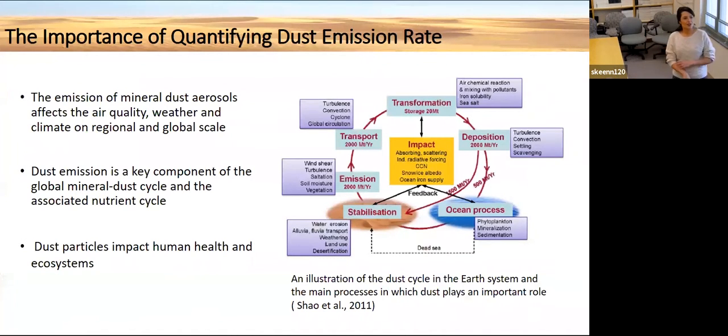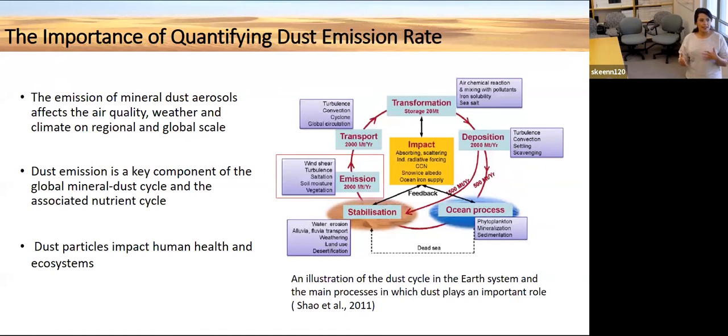Okay. So let's just start with the importance of quantifying dust emission rate. When we're talking about dust emission rate, we are talking about the vertical dust flux at the surface. Here in this picture, you can see the dust cycle in the Earth's system, and our work is focused on the dust emission part.